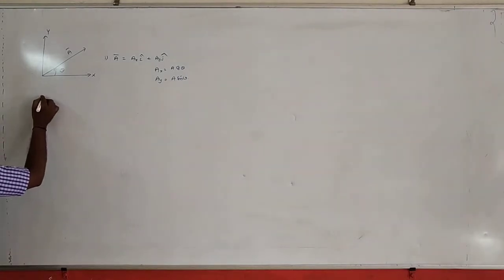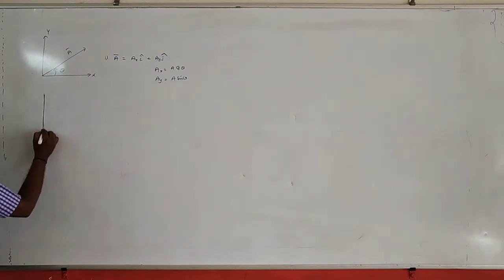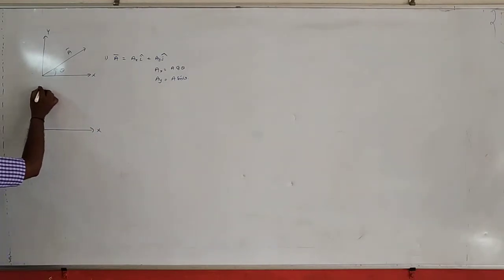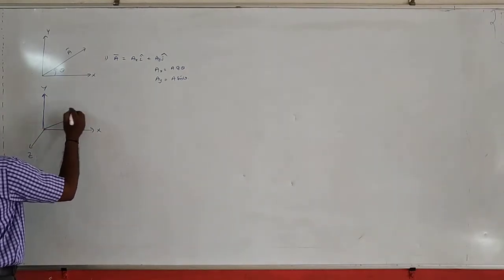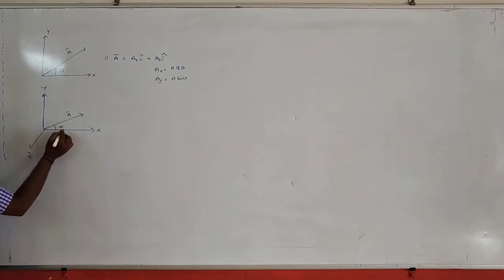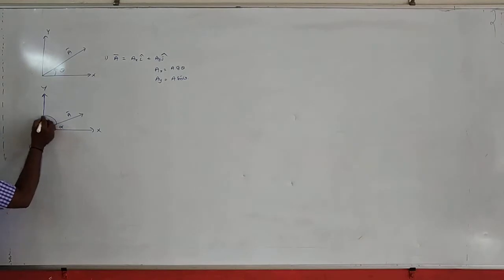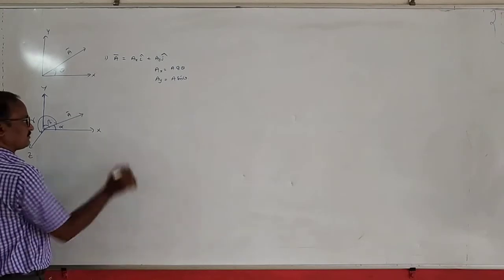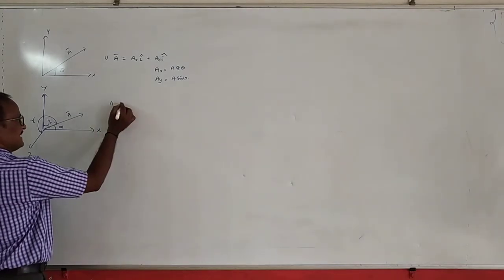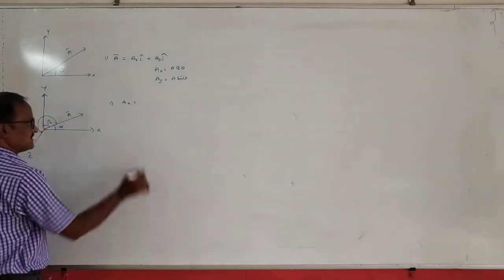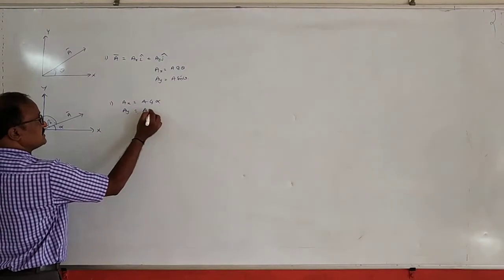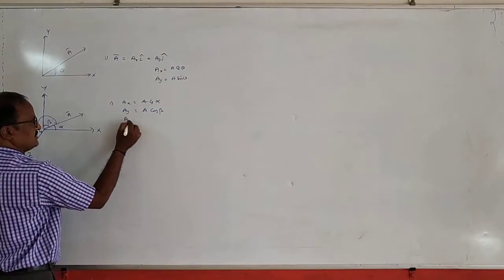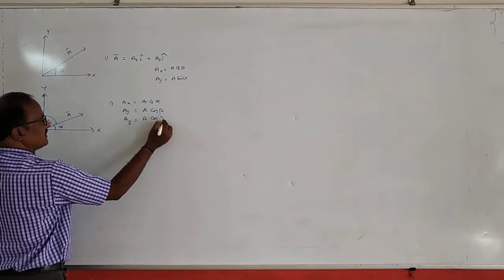Next, if the same vector is lying in three-dimensional space, with x direction, y direction, z direction, and this is the vector a bar. Suppose this a bar makes an angle alpha with the x-axis, beta with the y-axis, and gamma with the z-axis. Now in this situation, ax is equal to a cos alpha, ay is equal to a cos beta, and az is equal to a cos gamma.